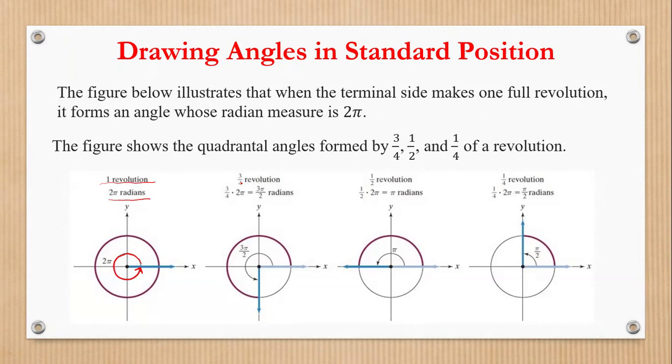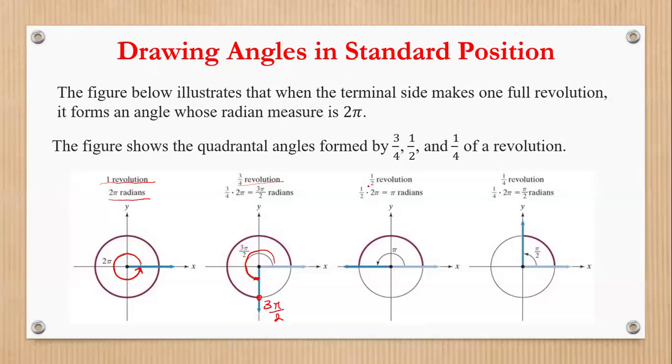But if we have 3/4 of a revolution, that means if you multiply 3/4 by 2 pi, it gives you 3 pi over 2. And 3/4 of a revolution means 1/4, 2/4, 3/4 is over here. That means this point is 3 pi over 2 in radians.